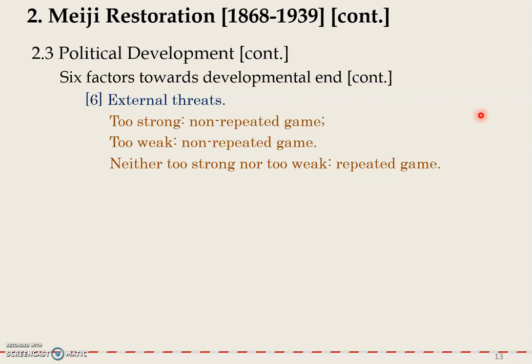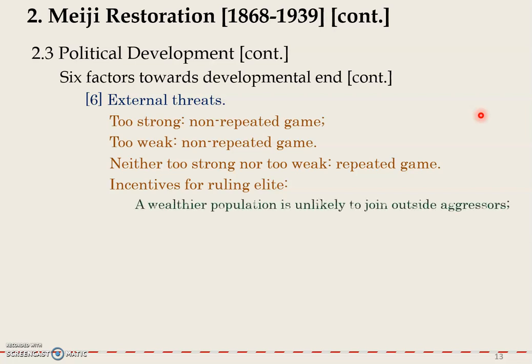Okay, and for the incentives for the ruling elite, as we already discussed, if the country is more developmental, and it comes up with policies to help the general public become economically successful or prosperous, then the ruling elite would believe that the wealthier population is unlikely to join outside aggressors.